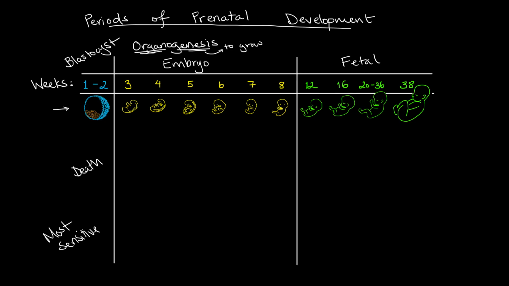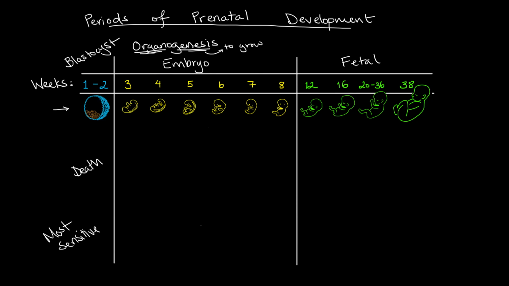The good thing about this is that most women won't know that they're pregnant this early on. But if a woman is drinking within those kind of first 2 weeks or is exposed to some sort of toxin, the blastocyst likely won't make it. It'll die and she'll never know that she was pregnant in the first place.